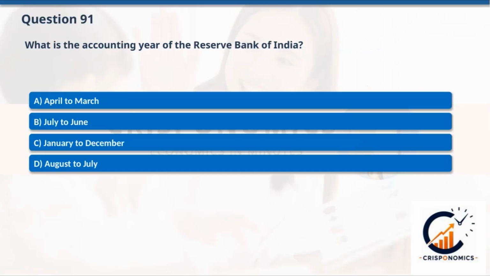Let's look at the accounting year of the Reserve Bank of India. The question gives us 4 options: April to March, July to June, January to December, and August to July. Understanding the accounting year is key for financial reporting and planning. The Reserve Bank of India follows one specific cycle, which sets the rhythm for its annual accounts and audits. Knowing this helps us grasp how the bank organizes its financial year.